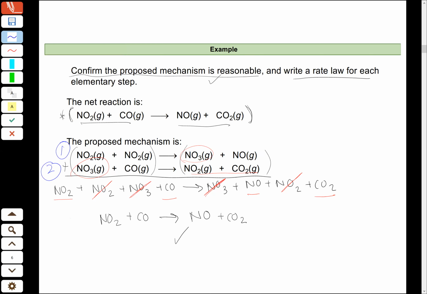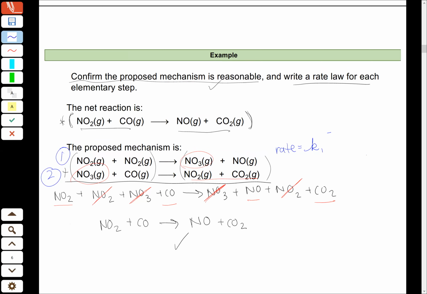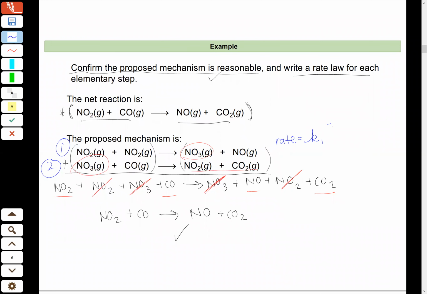For step 1, we're going to write out our rate will be equal to our rate law constant for step 1. And then I'm going to make sure that I'm only using my reactants in my rate law rather than my products. So I've got NO2, and I've actually got 2 of these, right? They're the same, so it's going to be second order with respect to NO2.